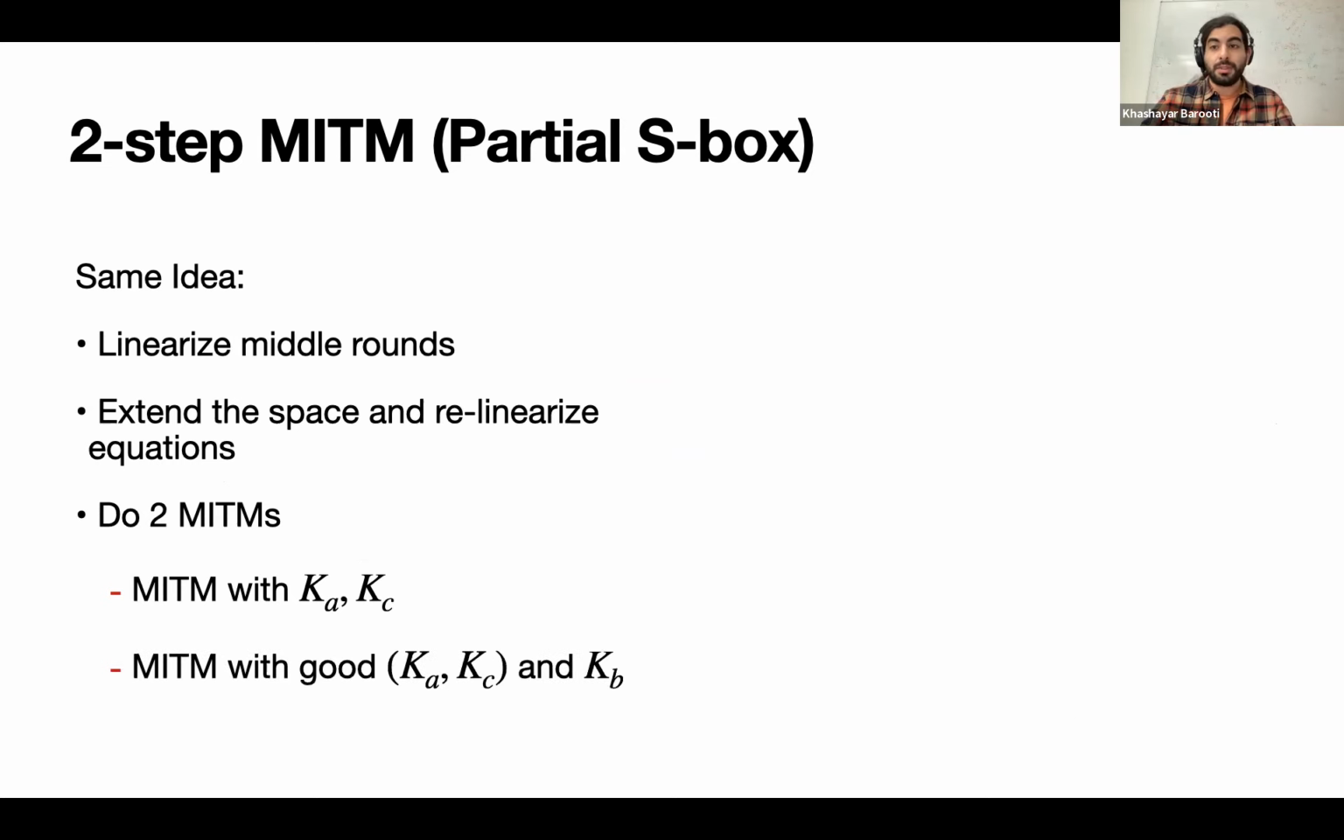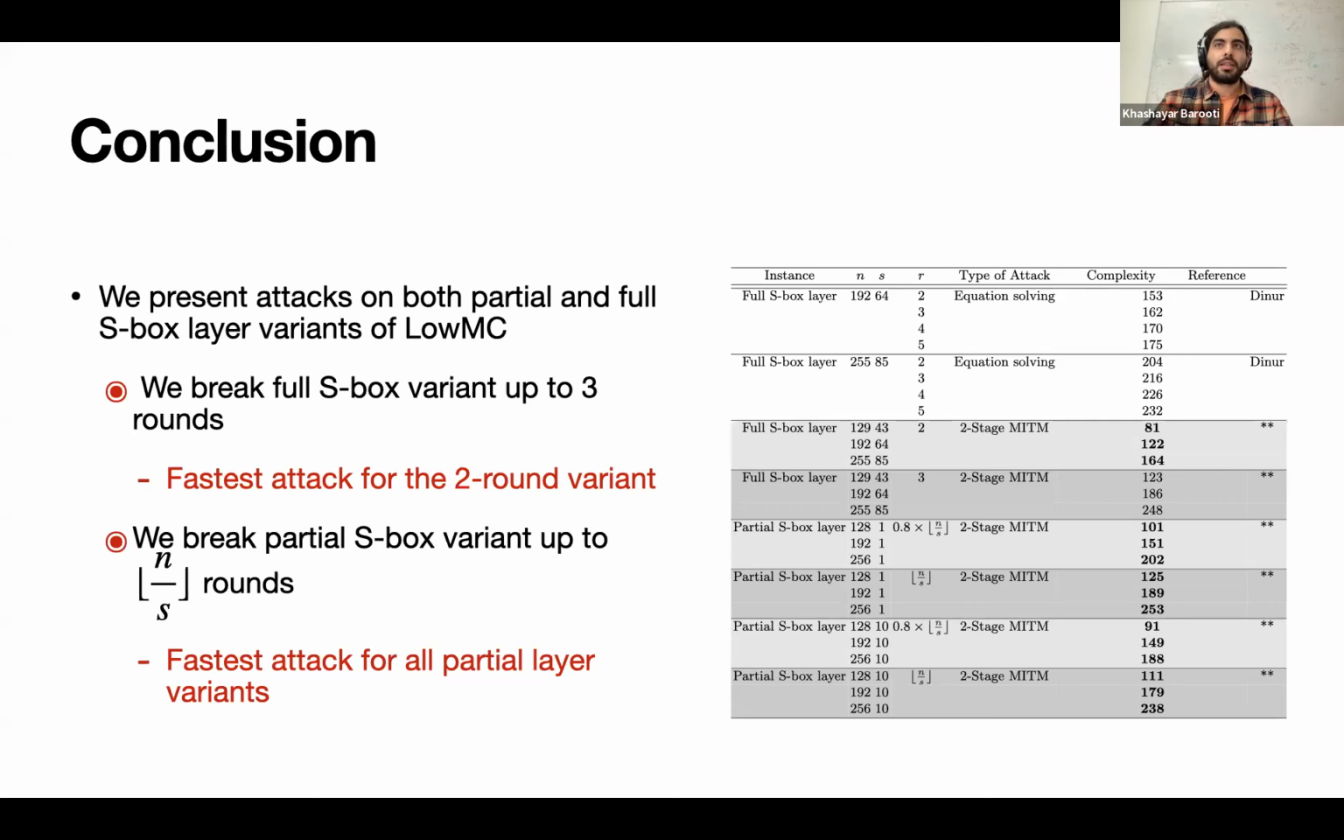And the second one is between the good values that I have for Ka and Kc and the Kb values. Okay, so let's conclude this. In this work, we propose attacks for both full layer S-box and partial layer. For full layer S-box, we break up to 3 rounds. It's not very impressive, but we have the fastest attack for the 2-round variant. But we have the benchmark attack for the partial layer S-box. So we can break up to n over S rounds, and we have the fastest attacks for all the partial layer variants.